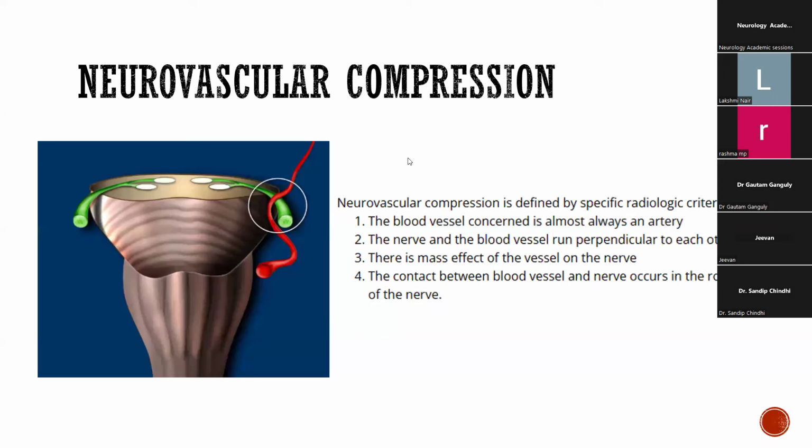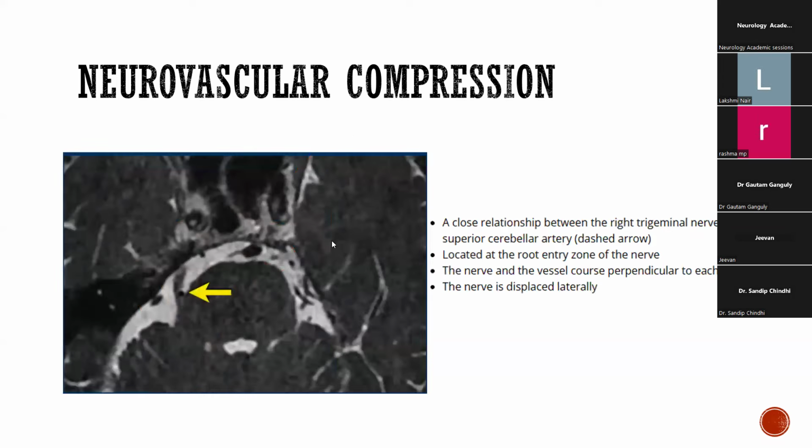So what is neurovascular compression? It is defined by specific radiologic criteria. One, the blood vessel concerned is almost always an artery. The nerve and the blood vessel run perpendicular to each other, and there is a mass effect of the vessel on the nerve, and the contact between the blood vessel as well as the nerve occurs in the root entry zone of the nerve. So now we will see an example.